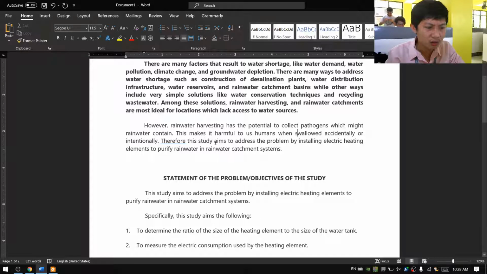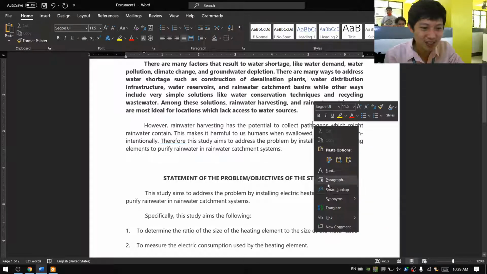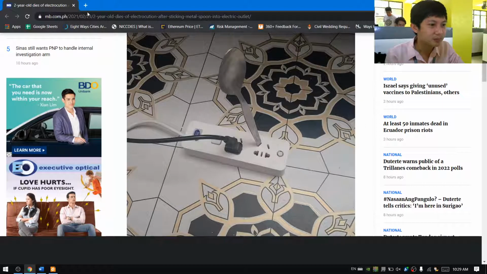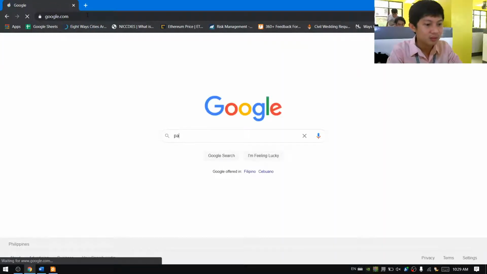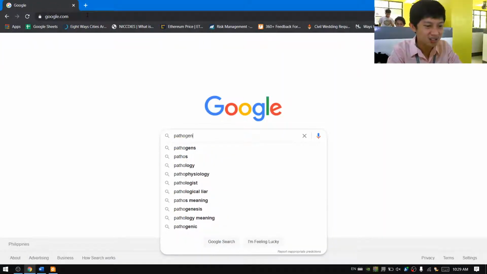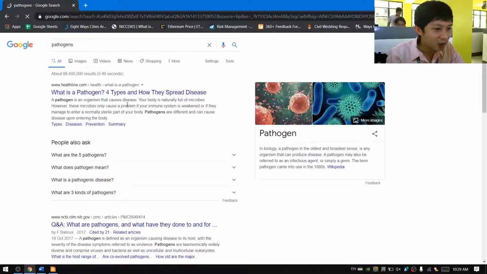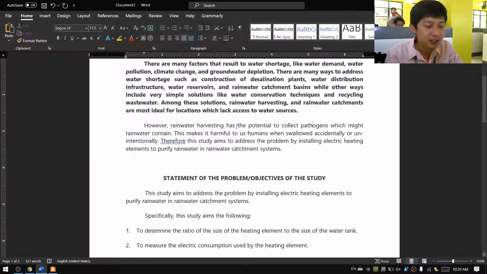Not intentionally, it's unintentionally, accidentally, should be unintentionally. Okay, so as a potential to collect pathogens, which might, it's not really pathogens really, pathogens. Okay, define pathogens. Wow, pathogens, big word. Organism that causes disease. Okay, microbes.